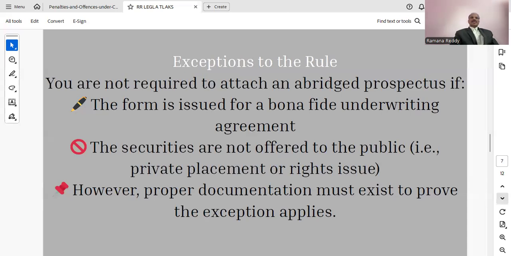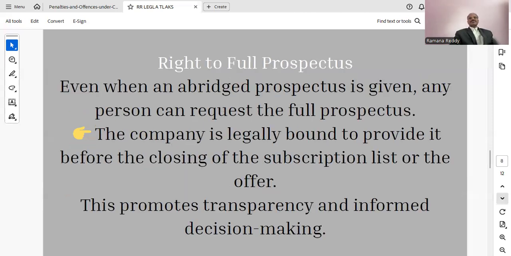You are not required to attach an abridged prospectus when the form is issued to a bona fide underwriting agreement, or when the securities are not offered to the public, that is, private placement or rights issue. However, proper documentation must exist to prove that the exception applies.